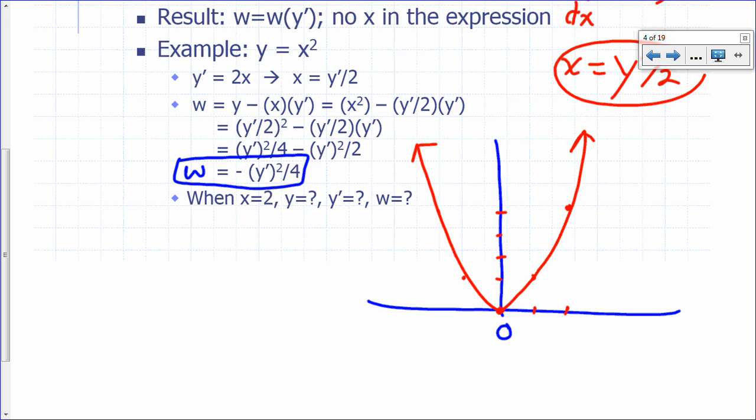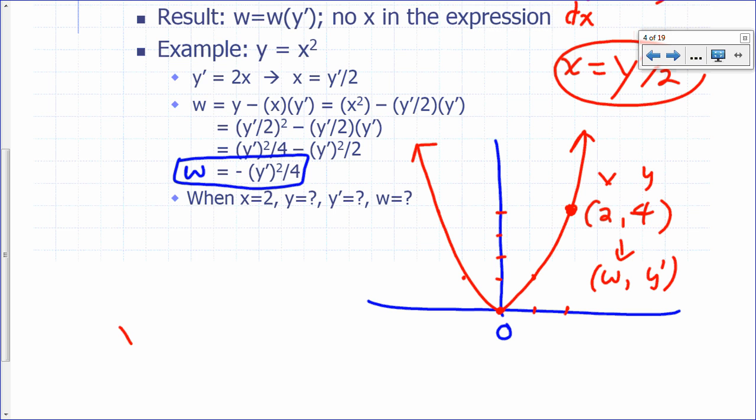Okay. Now let's examine this point, which is represented by (2, 4), right? x is 2, 2 squared is 4, y is 4, right? What's an alternative way of representing this point? Well, we're going to replace that. So this is your x, y. We're going to replace that by w and y prime. Okay? So what's our w at this point?